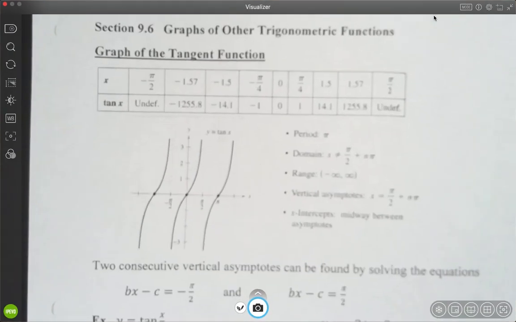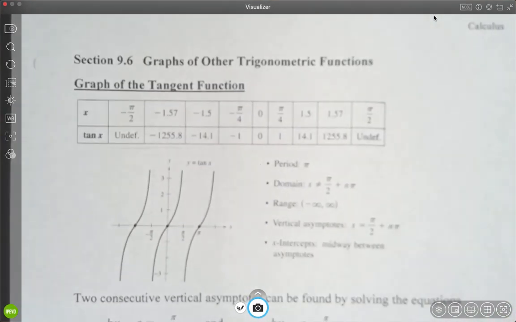Make it bigger first. Okay, 9-6, graphs of other trig functions. Let's review graph of sine and cosine first before we do anything else.